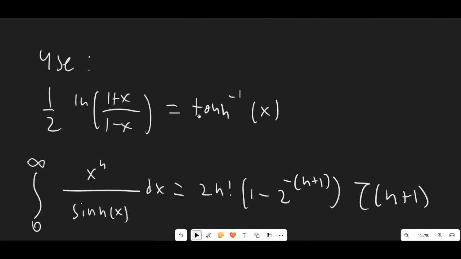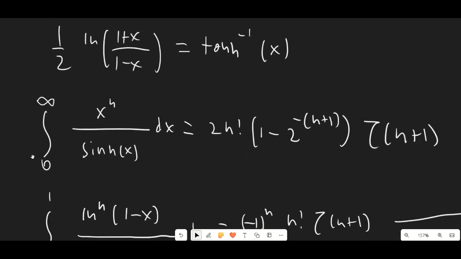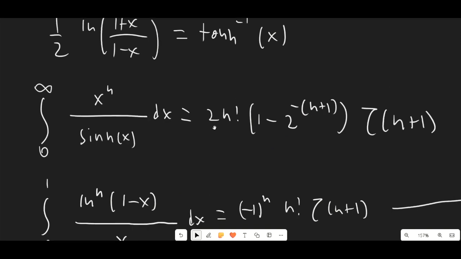First of all, we're going to be using the definition of inverse hyperbolic tangent of x, which is 1/2 natural log of (1 plus x) over (1 minus x). We're going to be using a lemma that I proved in a previous video: the integral from 0 to infinity of x to the n over hyperbolic sine of x dx equals 2 times n factorial times (1 minus 2 to the negative (n plus 1)), all multiplied by zeta of n plus 1, sorry about that.